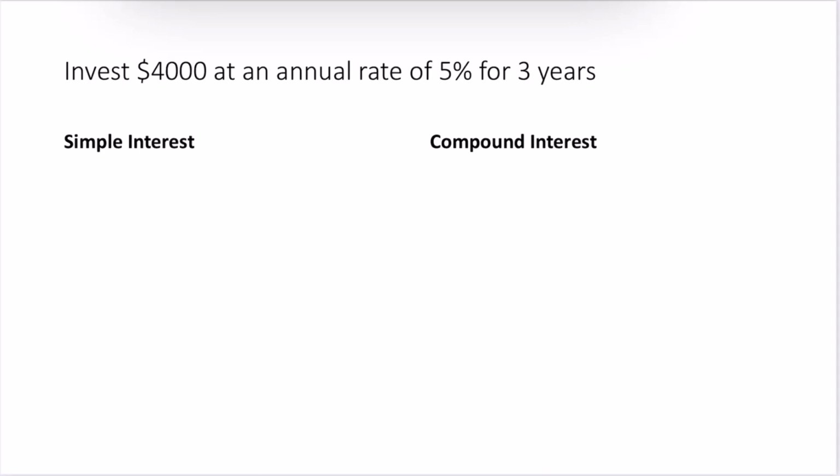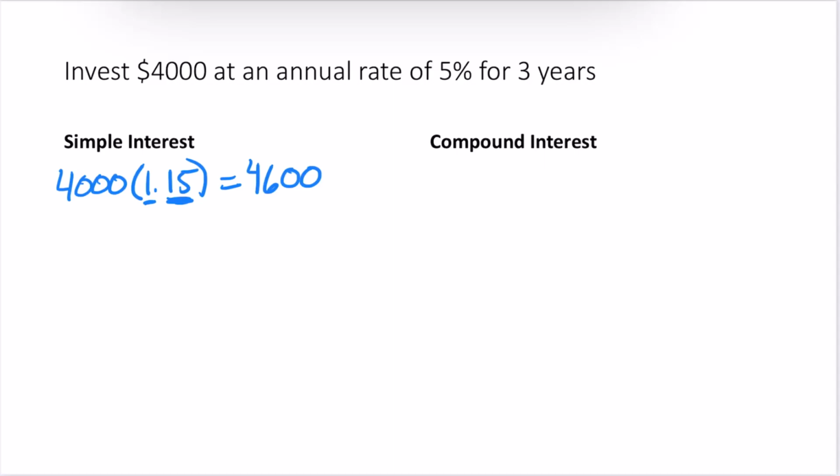So for example, with simple interest, we would just do 4,000 times 1.15 because we would be earning 15% interest total over the 3 years. And then the 1 is because we would also have 100% of our initial investment. If we multiply those two numbers together, we would find out that we would have $4,600 at the end of 3 years if we invested it with simple interest.